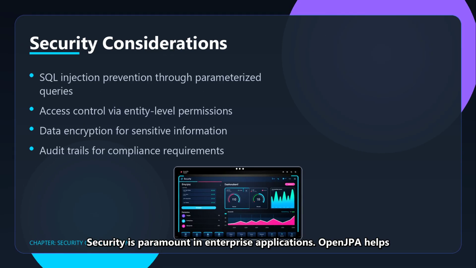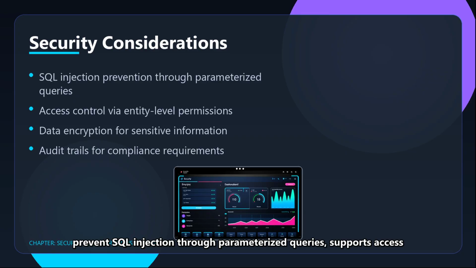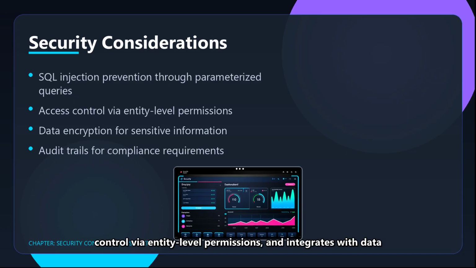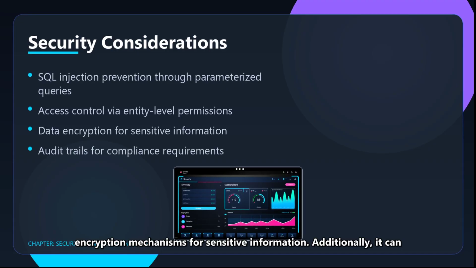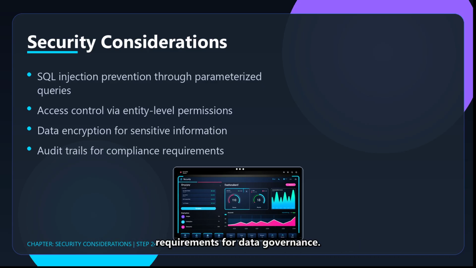Security is paramount in enterprise applications. OpenJPA helps prevent SQL injection through parameterized queries, supports access control via entity-level permissions, and integrates with data encryption mechanisms for sensitive information. Additionally, it can be configured to maintain audit trails, meeting compliance requirements for data governance.